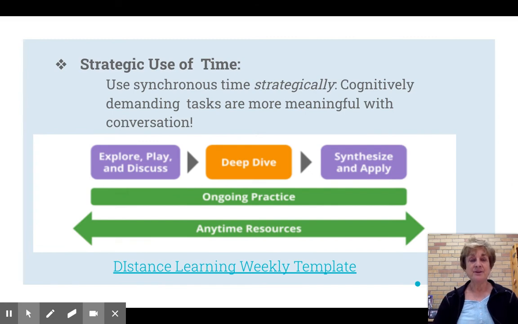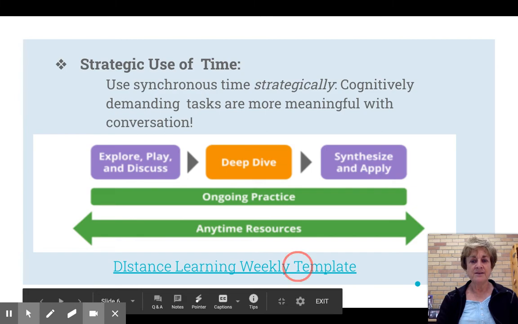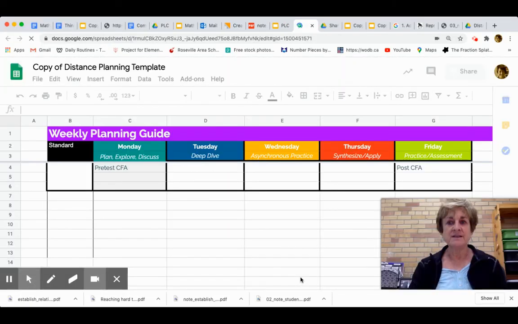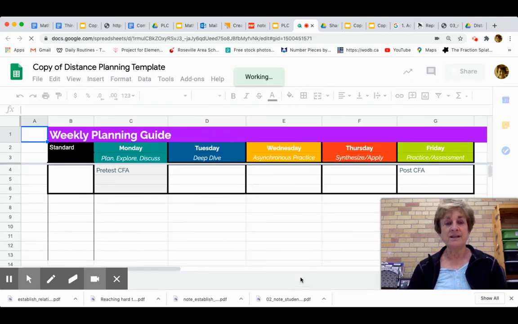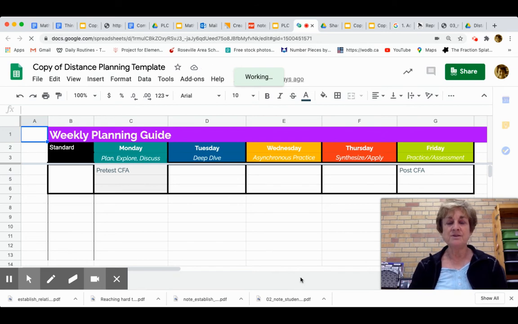Another really important leader shift is being extremely strategic. Cognitively demanding tasks are definitely more meaningful. They go deeper with a lot of conversation. So the diagram that I show is an overview of your week. And then there is a weekly template that I have linked that I think is a great overview for any of the subjects that you teach, with a Monday, Tuesday, Wednesday, Thursday, Friday, very practical way of thinking about how you're rolling out your content, because we know we can't teach as much content through distance learning.